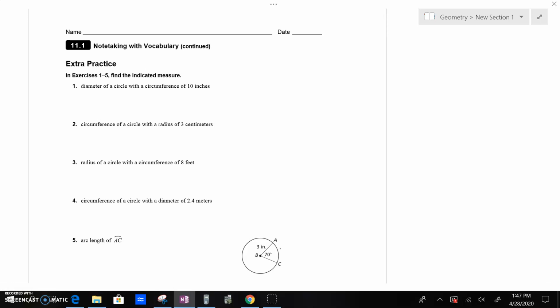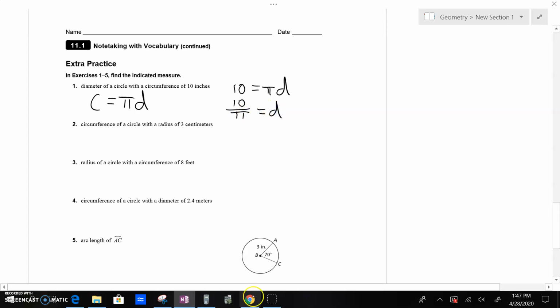So first one, diameter of a circle with a circumference of 10 inches. So circumference equals pi times diameter. That's an equation that has both the 2 things we're looking for in it. Circumference is 10, times pi d. We're going to divide both sides by pi. So we're going to take 10 divided by pi, and that will be our diameter.